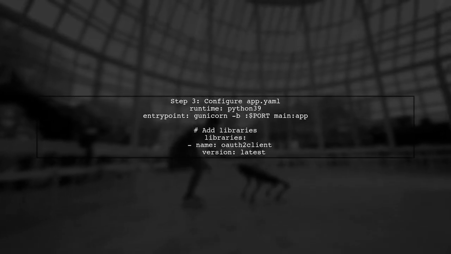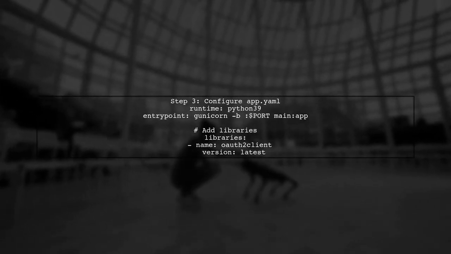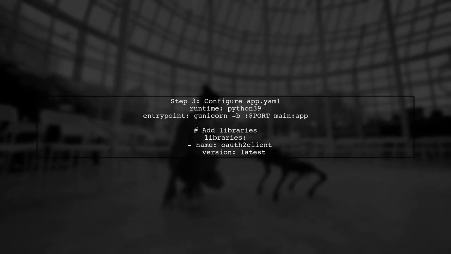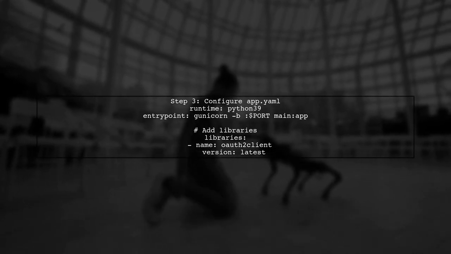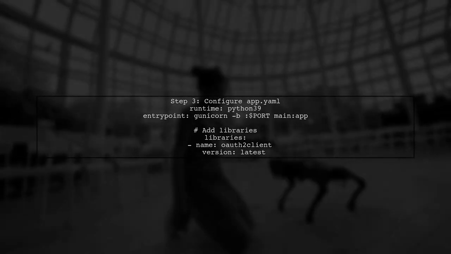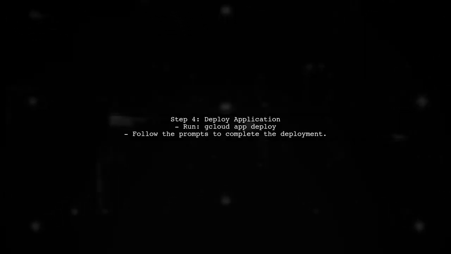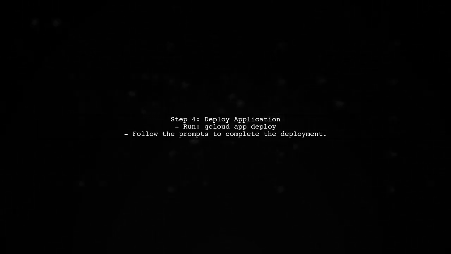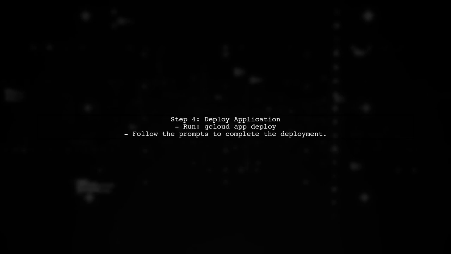Next, ensure that your app.yaml file is configured correctly. This file tells Google App Engine which libraries to include when deploying your application. Finally, deploy your application to Google App Engine. This will ensure that all dependencies, including OAuth2 client, are included in your deployment.